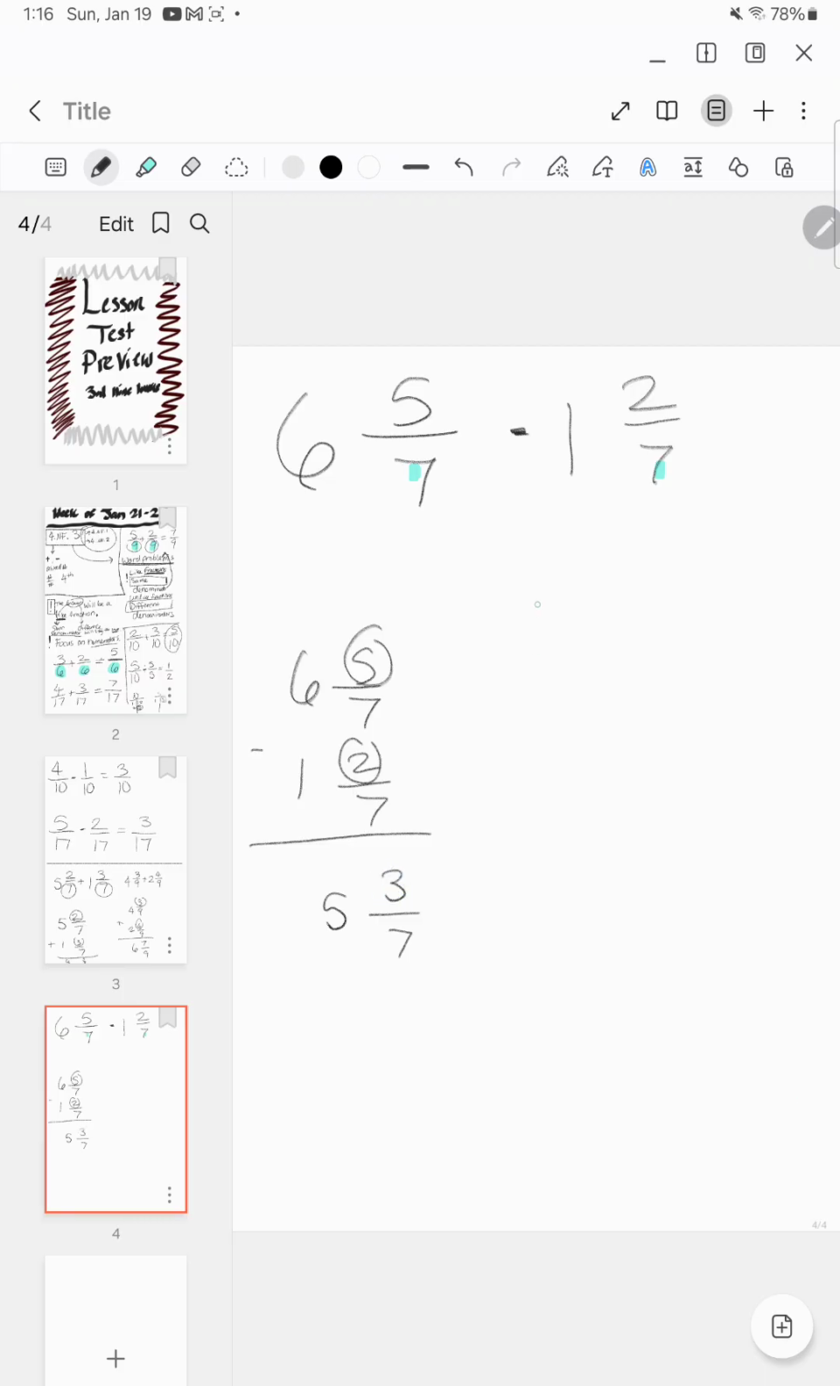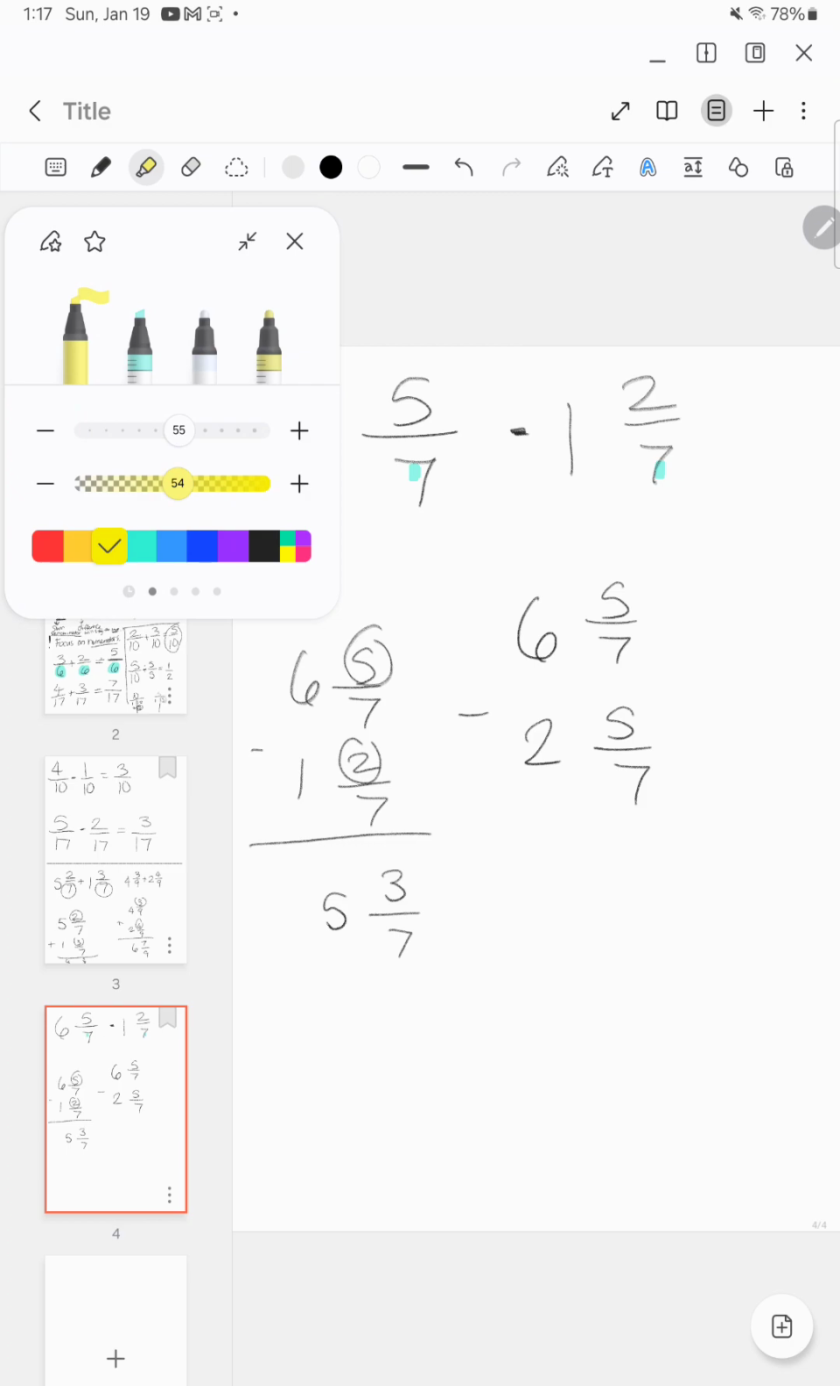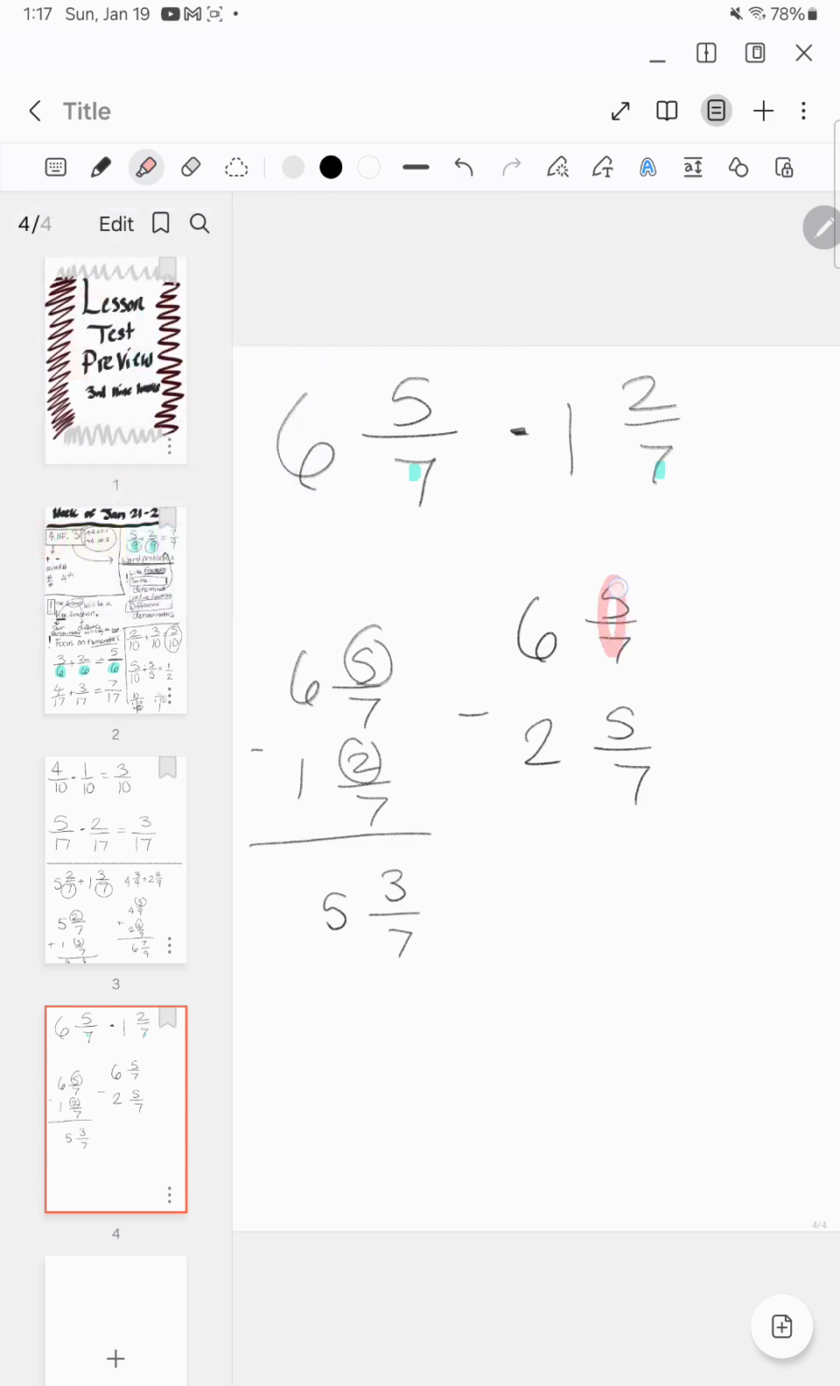Now you might see something weird, where you see 6 5/7 minus, say, 2 5/7. Now we see something different. And the reason why it's going to throw a lot of students off when they see something like that is because both the fractions are exactly the same. And when your fractions are exactly the same, it's going to cancel each other out.